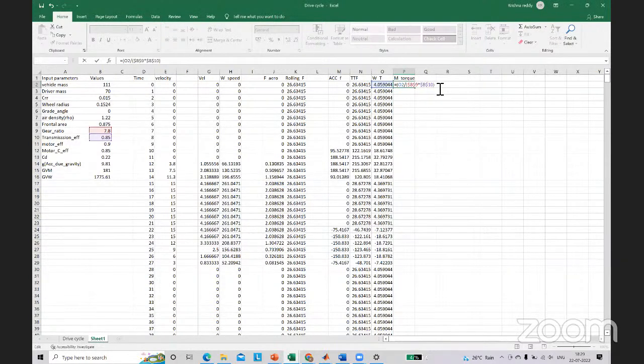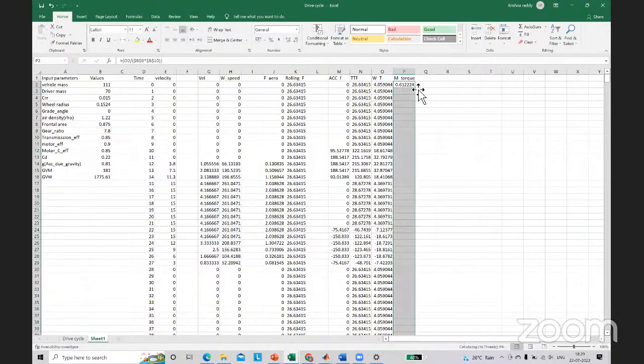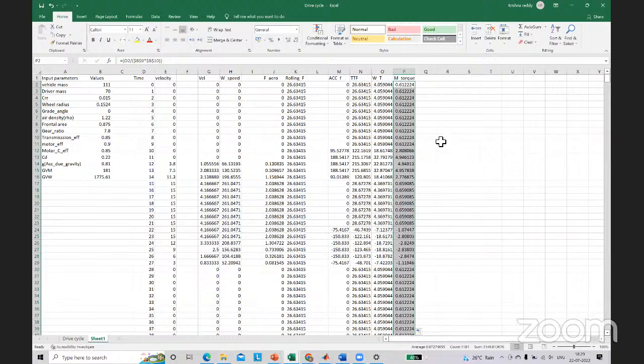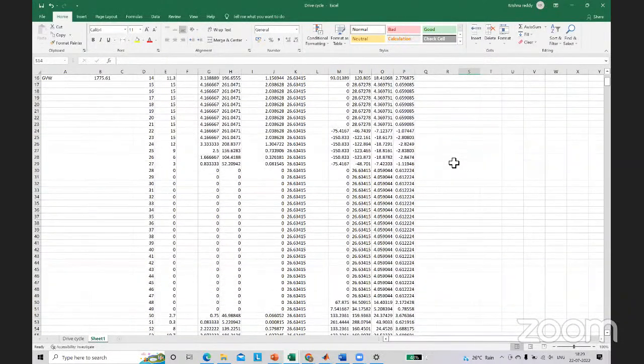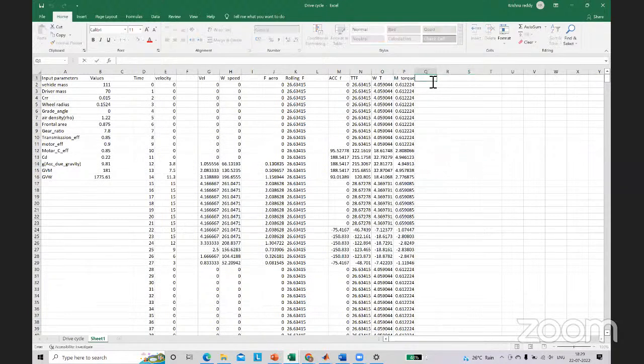I think I need to bring one more close bracket. Enter. So now we'll calculate motor speed. We just need to multiply with the gear ratio: wheel speed multiplied with gear ratio. Okay, say enter.